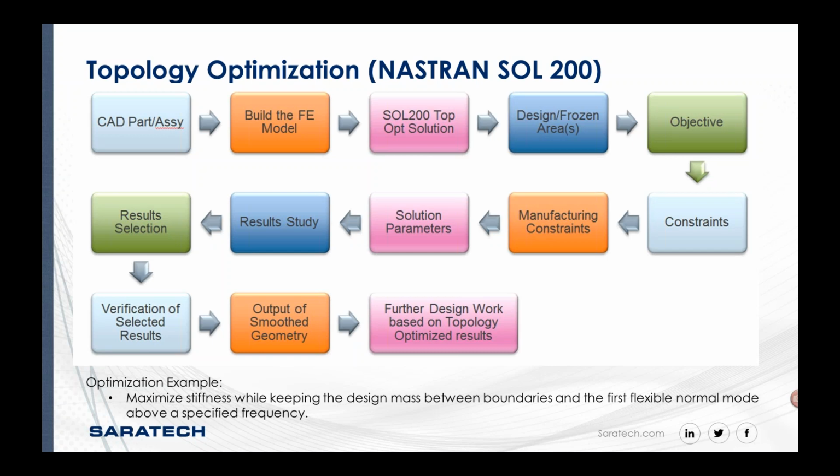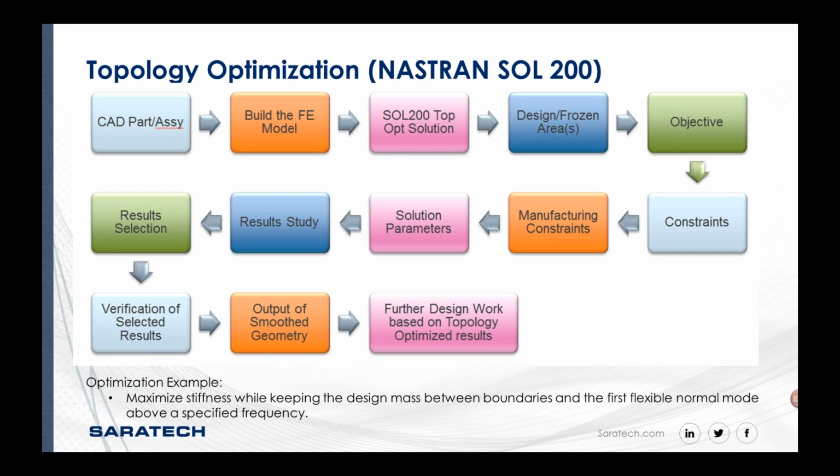This would be inside the Simcenter. Here's just a basic workflow. We have our CAD part. We're going to build our finite element model and set it up for a Solution 200, which would be topology optimization. We're going to specify our design areas and our frozen areas, and specify some sort of objective. With this objective, we're going to specify constraints, which could be manufacturing constraints, displacement constraints, frequency constraints, etc. We're going to specify solution parameters.